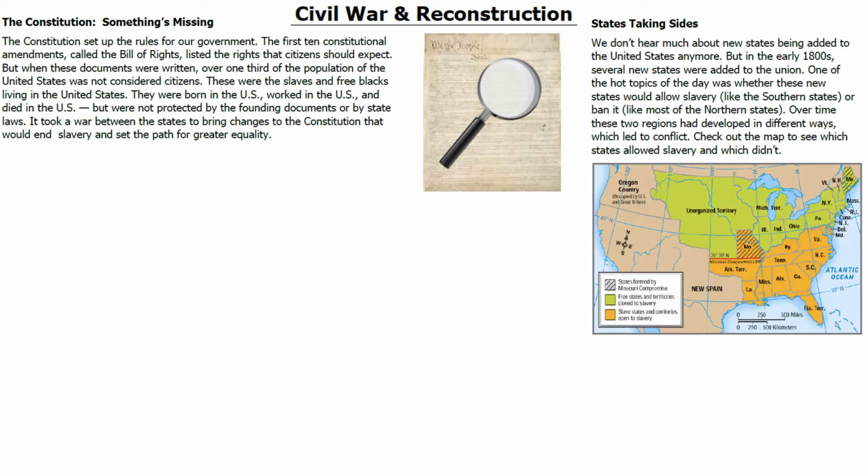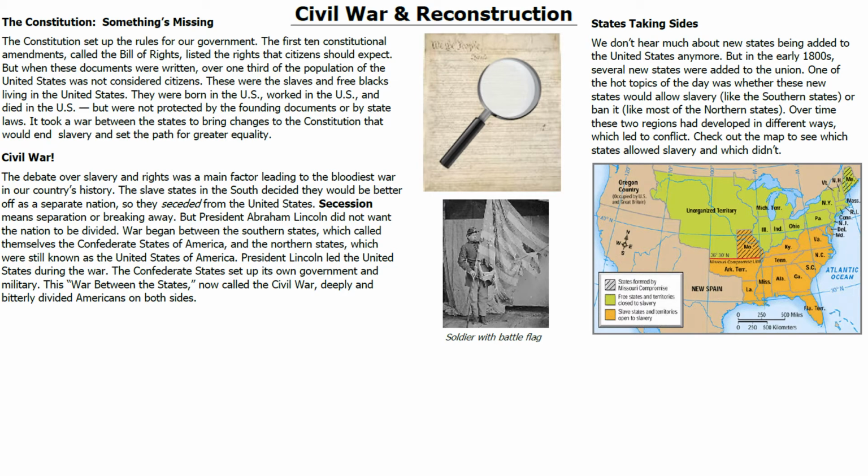States taking sides. We don't hear much about new states being added to the United States anymore, but in the early 1800s, several new states were added to the Union. One of the hot topics of the day was whether these new states would allow slavery, like the southern states, or ban it, like most of the northern states. Over time, these two regions had developed in different ways, which led to conflict. Check out the map to see which states allowed slavery and which didn't.